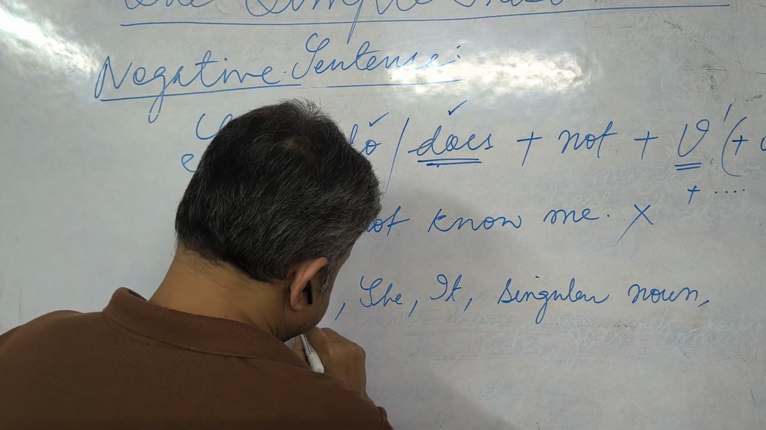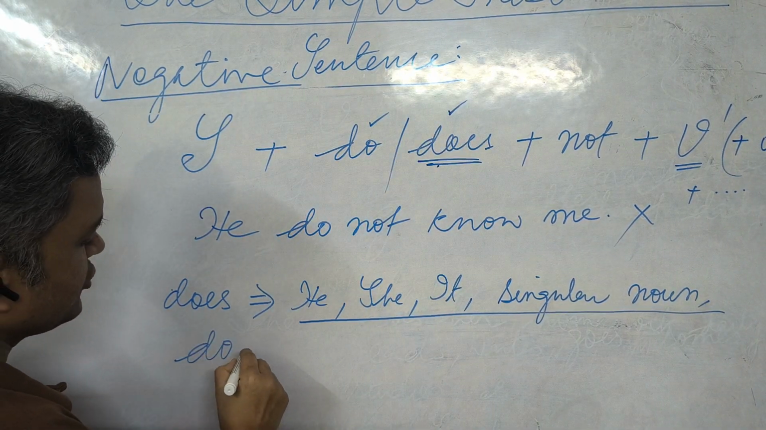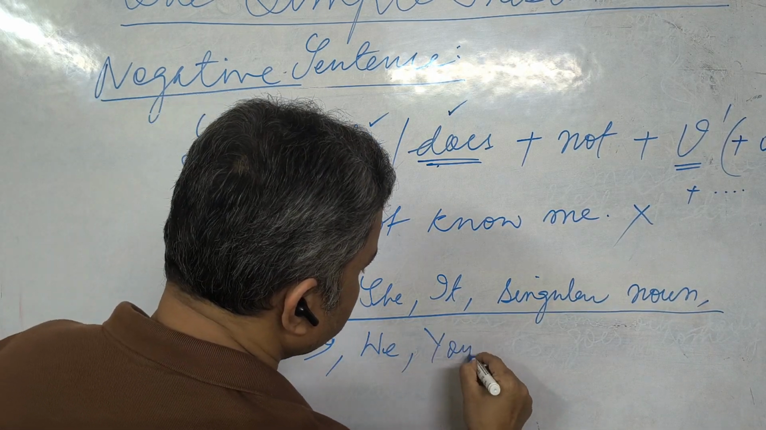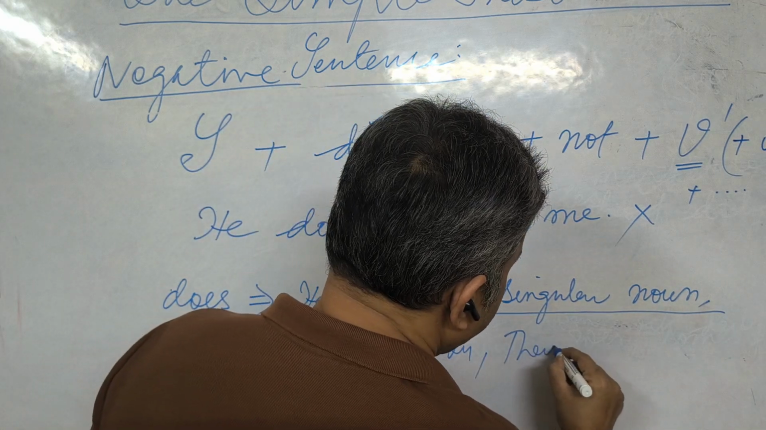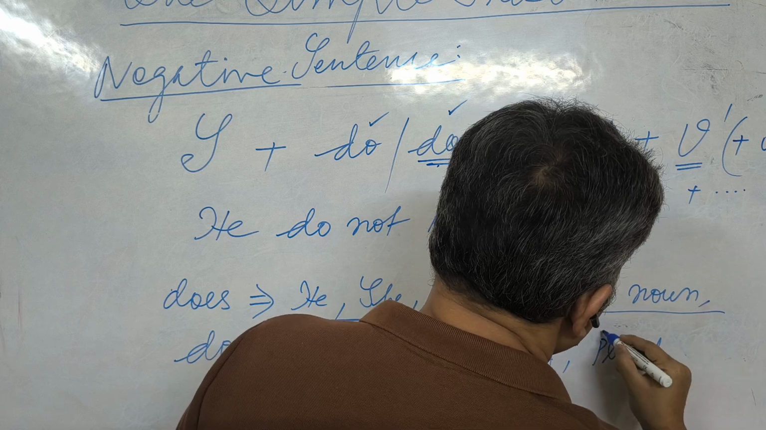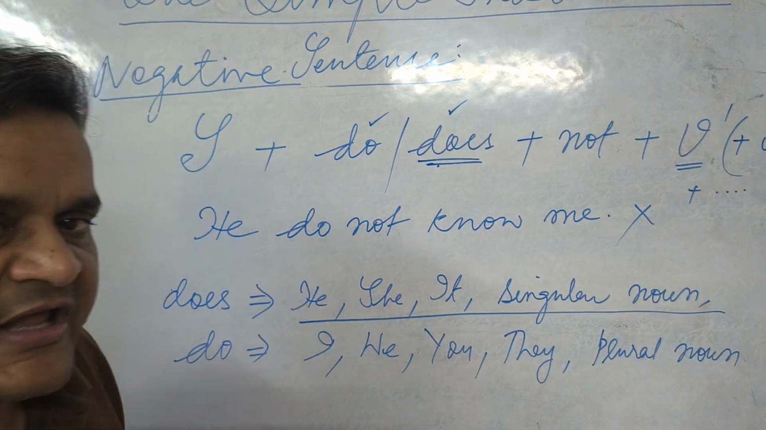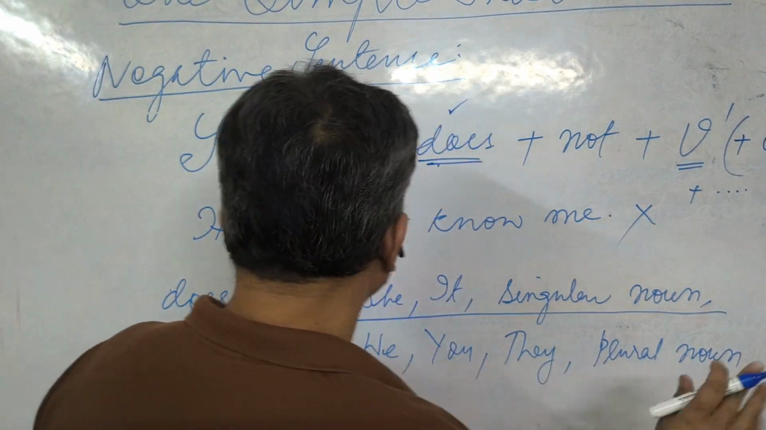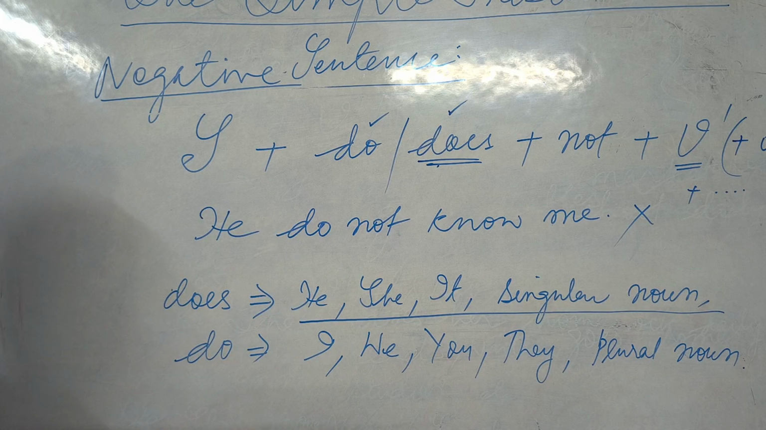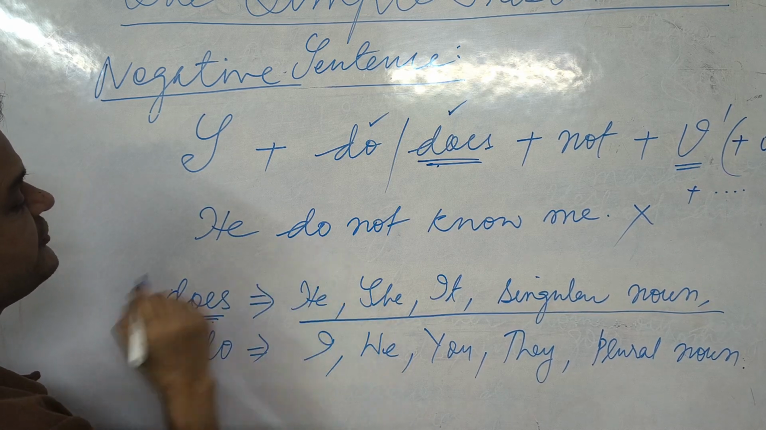With the singular subject, we use does, and do is used with I, we, you, they, and plural nouns, right? With a plural noun. So do not say "he do not know me." This is incorrect. What will you use? You will use does here.